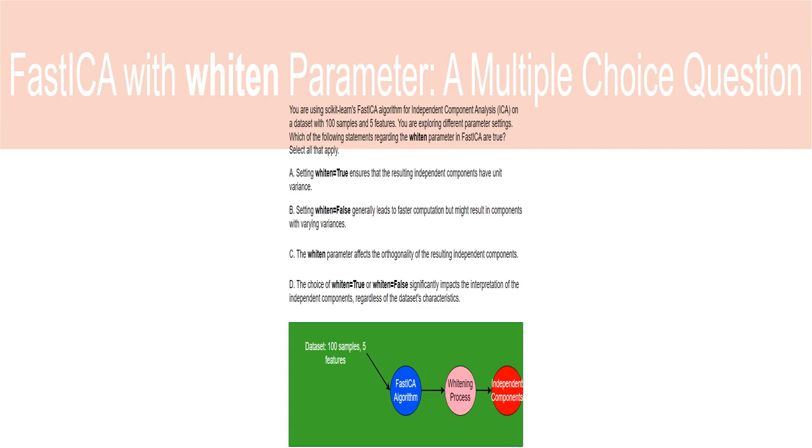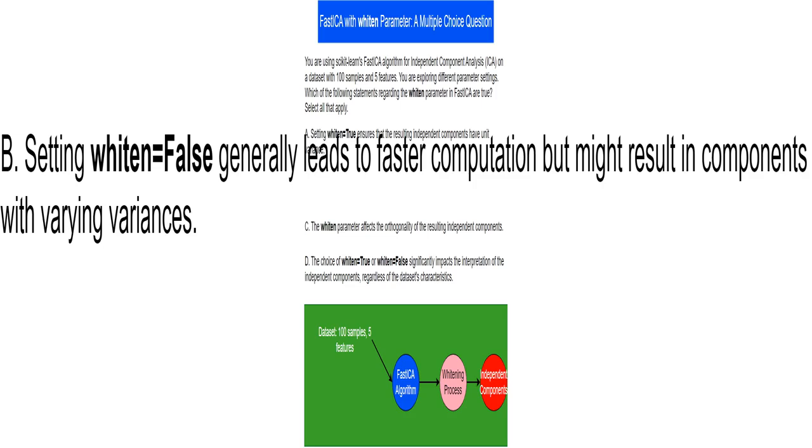If I set "whiten equals true", I explicitly tell FastICA to whiten the data first. This guarantees that the independent components I get will all have unit variance, a variance of 1, meaning they all have the same amount of spread. If I set "whiten equals false", then the data's original variances are preserved. The FastICA algorithm will proceed without the pre-whitening step, which might lead to slightly faster calculations, but it is important to note that the resulting independent components will likely exhibit different variances.